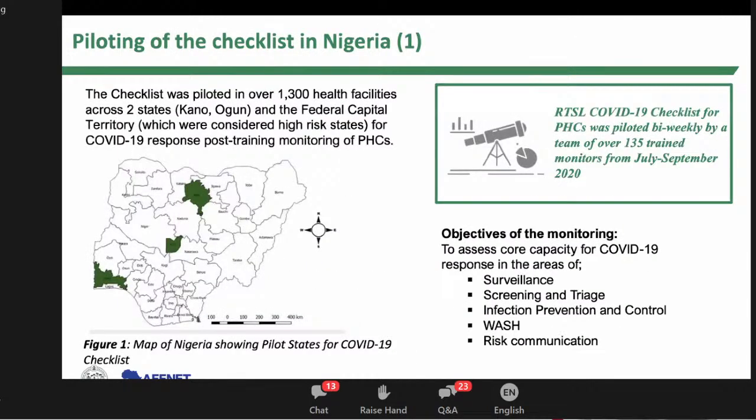Now, the checklist was piloted in over 1,300 facilities in initially 2 states, Kano and Ogun, and the Federal Capital Territory, which were considered high risk for COVID-19 response post-training monitoring. The objective was to assess capacity for COVID-19 response in the areas of surveillance, screening and triage, IPC, WASH, and risk communication. The map indicates where those states are: in the northern part of the country, in the north central, and in the southwest.